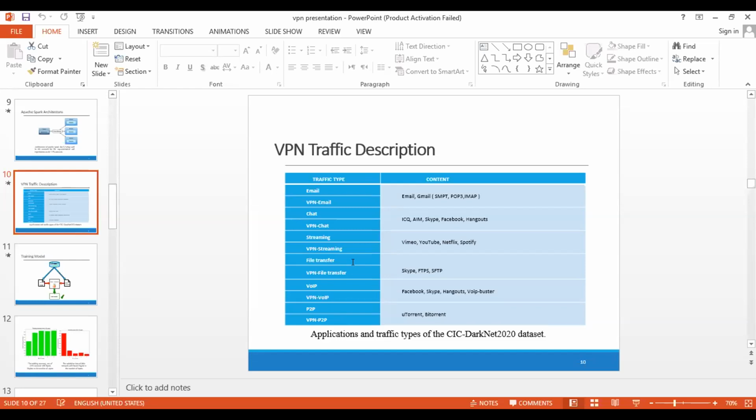Email contains, for example, Gmail, SMTP, POP3, IMAP. Chat contains, for example, ICQ, AIM, Skype, Facebook, Hangouts. Streaming like YouTube, Netflix, Spotify, Vimeo. File transfer like Skype, FTPS, SFTP. VoIP like Facebook, Skype, Hangouts, and VoIP Buster. Peer-to-peer like uTorrent and BitTorrent.